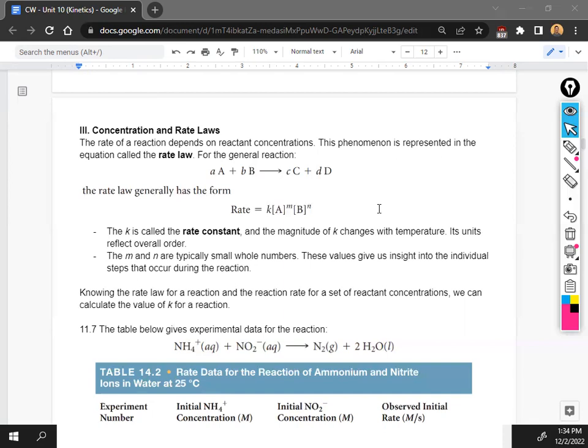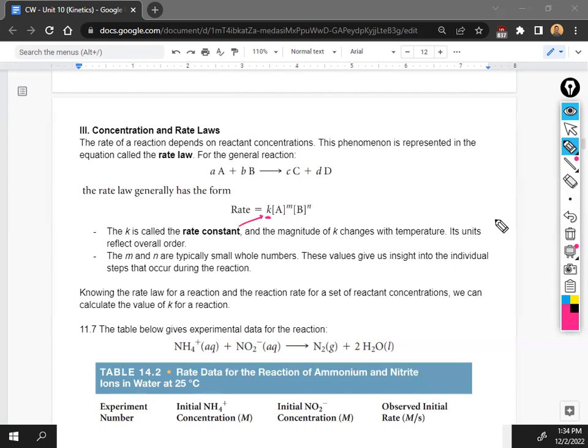Alrighty, guys. So let me show you how to use the rate law, or how to write rate laws. It's pretty simple. Now, if you notice, there's a K in the rate law. This is called the rate constant. Okay, and it's going to be a constant for whatever reaction you're talking about.